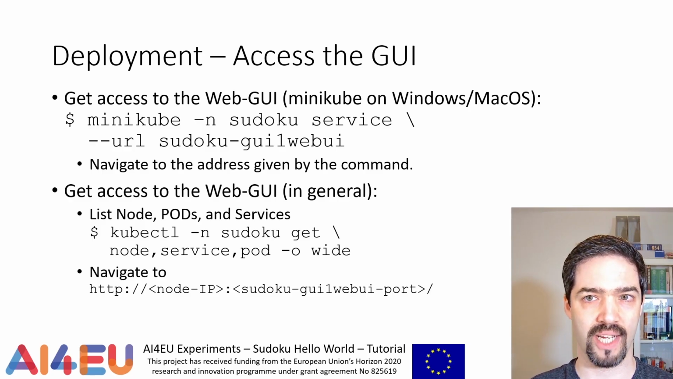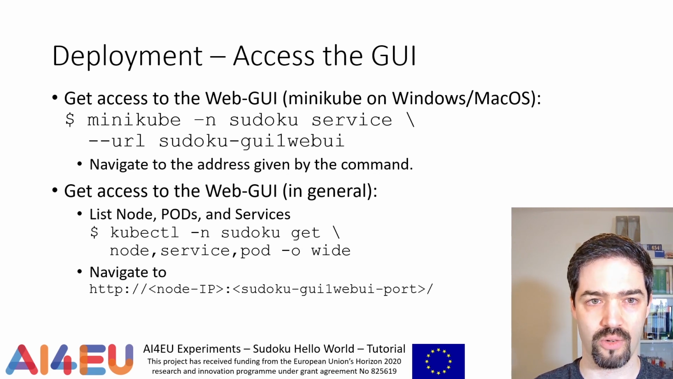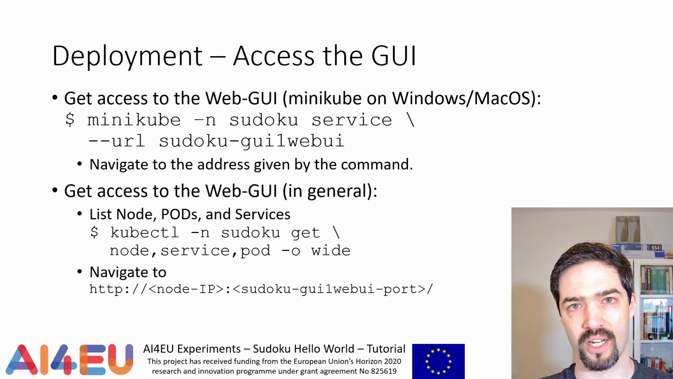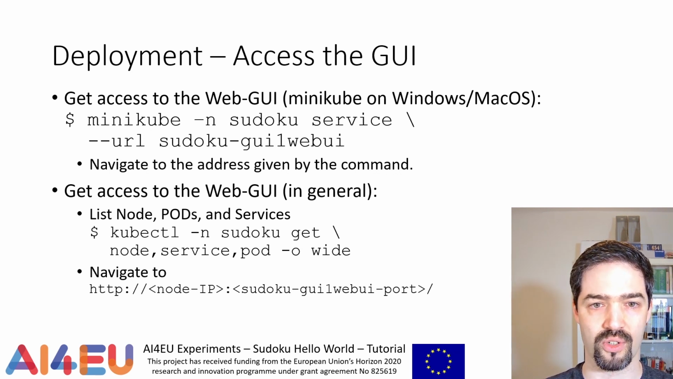In our deployment, how do we access the graphical user interface? If we are using Minikube on Windows or Mac OS, it's a bit more complicated than if we use it on a native Linux system, if we are on the same host. How we do it in general, this works on both variations. We call minikube, the namespace, service, URL, and then sudoku-gui1 web UI. And this command gives us a URL that we can give into the browser to access the web interface. So this tunnels the browser directly into the Kubernetes environment, into the right service.